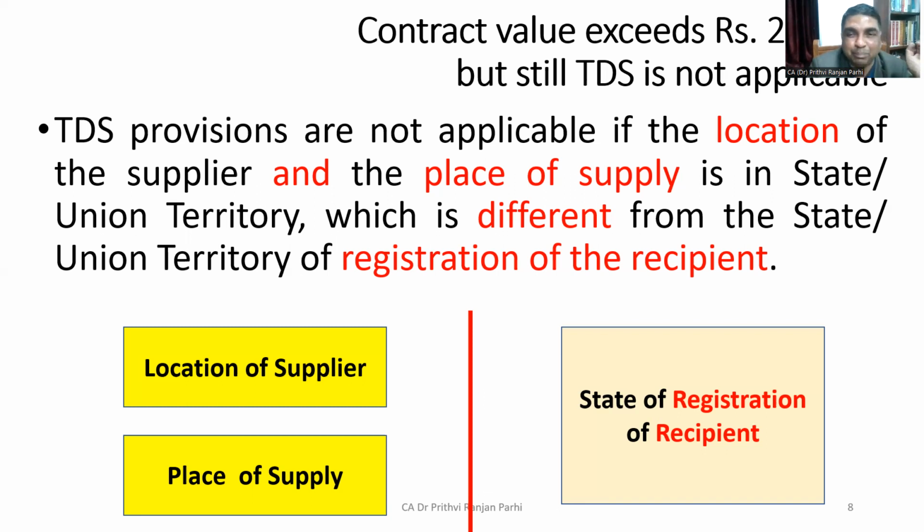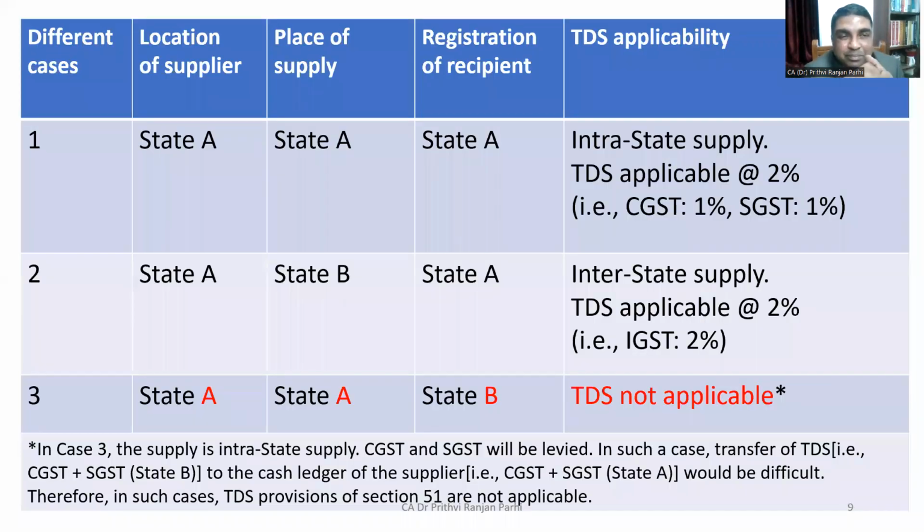Let me show you an example here also. Look at this table. In the second column I'm showing the location of the supplier, in the third column the place of supply, and in the fourth column the registration of the recipient. Then we are talking about whether TDS is applicable. Here you see in the first case, all are state A. That means the location of the supplier, place of supply and registration of the recipient are all in one state. Okay, it is an intrastate supply, so TDS is applicable at 2%: CGST 1%, SGST 1%.